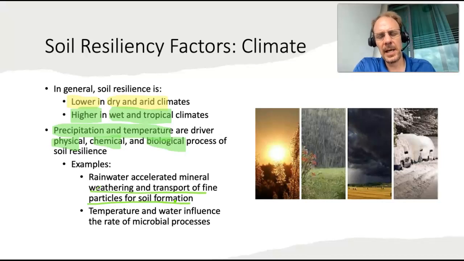Okay? As well as the temperature and water, of course, greatly influence microbial processes. Another example is in a tropical area, you're going to have lush vegetation, a lot of plants growing, and so that has the ability to add organic matter back to the soil. Whereas in dry, arid regions, we have much less organic matter and vegetation, and so less organic matter being contributed back into the soil. Okay.